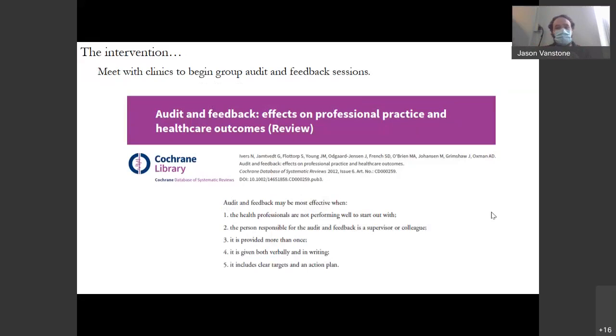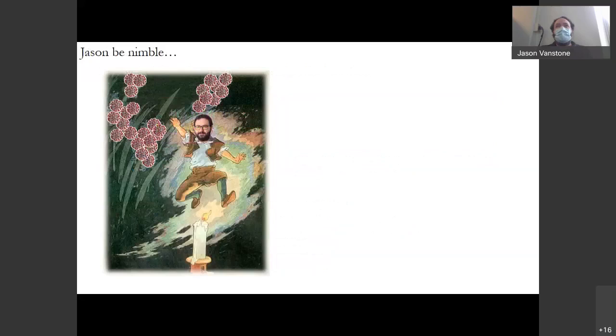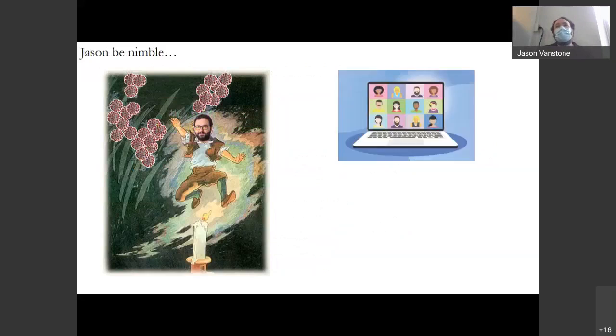We were going to go back multiple times, have multiple meetings. We were going to do this face-to-face, as well as provide the report itself in writing. And then we had that clear 80% goal, and then develop an action plan with the clinicians to say, how are we going to get there? And then, of course, this was right around February, March of 2020, and so COVID hit, and we had to be nimble and make adjustments.